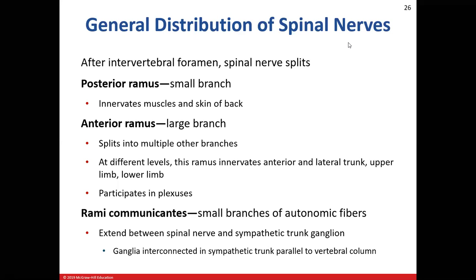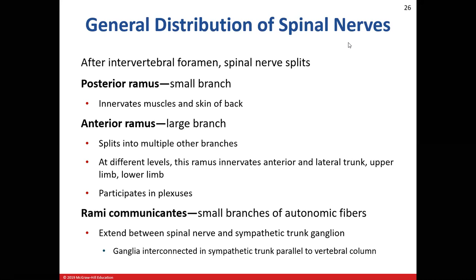But at different levels, this ramus is going to innervate the anterior and lateral trunk and the upper and the lower limbs. So it's going to depend on where it actually is located within the spinal cord, and that determines where this anterior ramus goes. The characteristic of the anterior ramus is that we're going to find it typically in a lot of our plexi. So our brachial plexus, cervical plexus, lumbar plexus, and sacral plexus are all going to be involved with this anterior ramus.